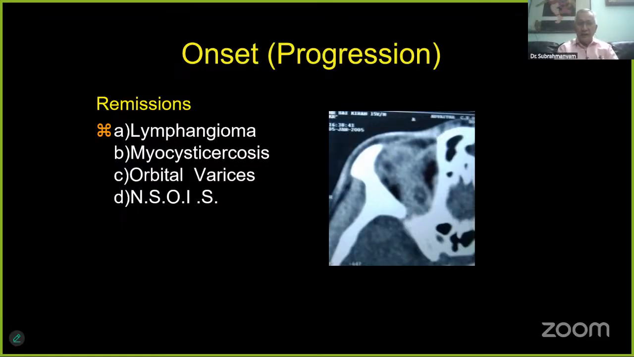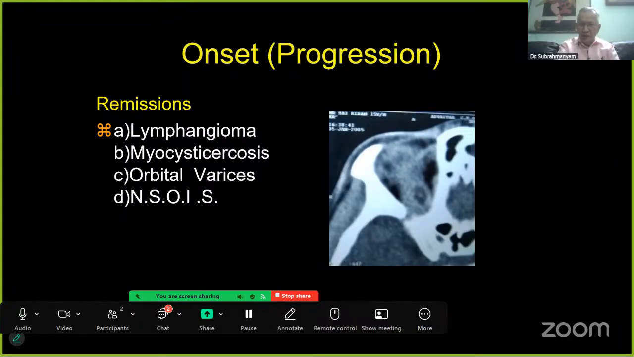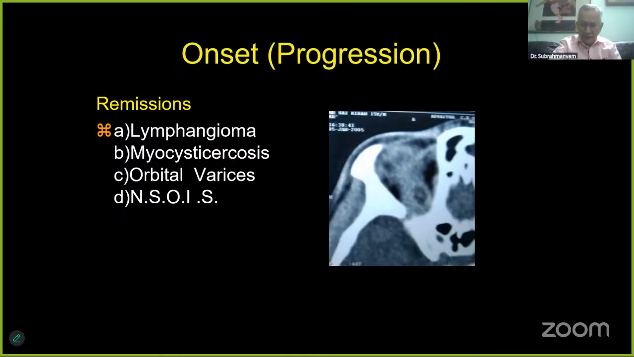And the other thing is non-specific orbital inflammatory syndrome or idiopathic orbital inflammation. Here the CT scan shows an enlarged superior rectus LPS complex with a cyst here and a hyperdense lesion in the center of the cyst, which is the scolex. It is a case of cysticercosis involving the superior rectus.